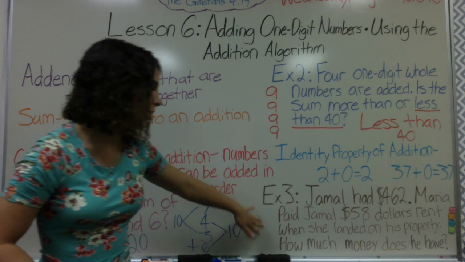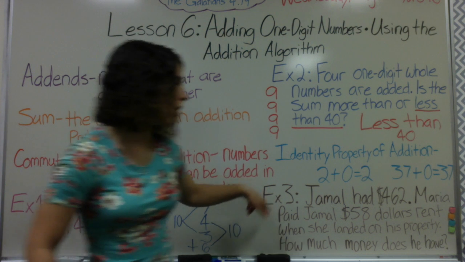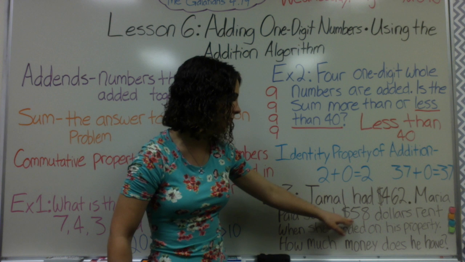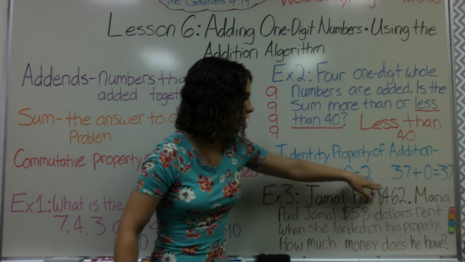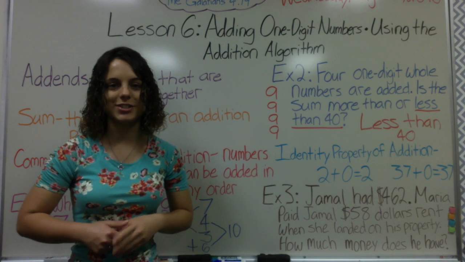But this is a story problem, and you're going to have to add. Jamal had $462, but then Maria paid him $58, so he had $58 more dollars. So you're going to have to do $462 plus $58, and we'll go over that answer together in class.